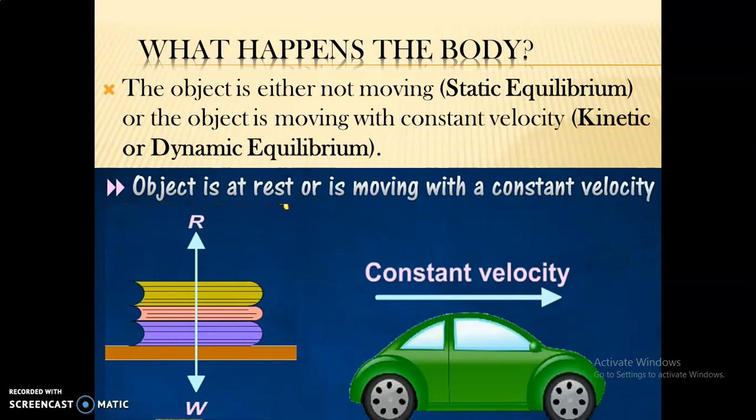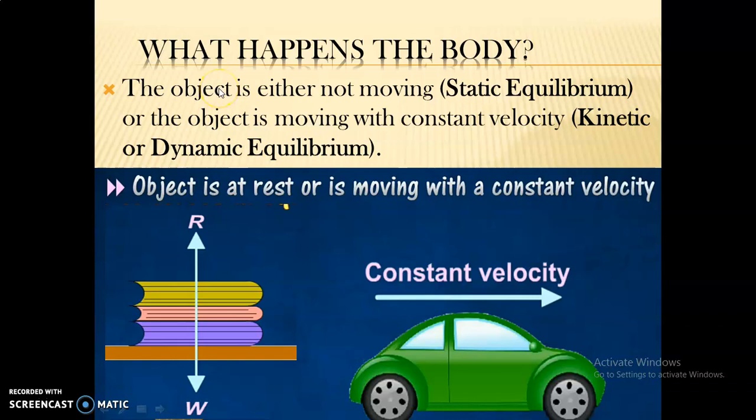What happens to the body? One, static equilibrium, where the body does not move. Let's take a look at this book sitting on a table here. The book is not moving. There are two forces acting on that body. One is W, downwards, which is gravity, the weight on the body. Then it has an opposite reaction. According to Newton's third law of motion, for every action there is equal and opposite reaction. There is a normal reaction acting upwards. So the normal reaction force and the gravitational force are equal. That is why the book will not move. That is static equilibrium. Remember, we are looking at what happens to the body. The first one is that the body will not move.